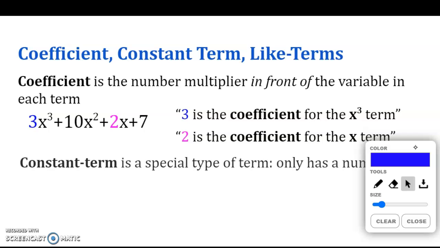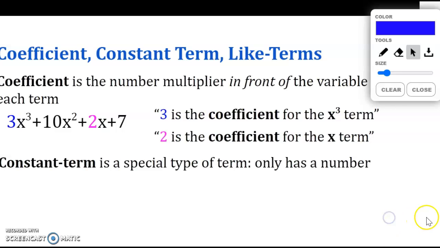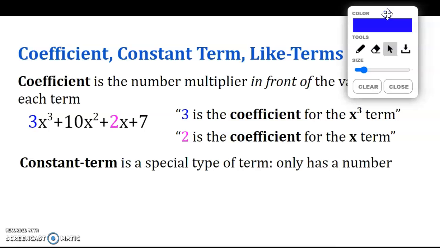Now, another term that we did come across is constant term. It is a special type of term that only has numbers. Okay, so 7 is the constant term because it does not have any variables. We've talked about this before.